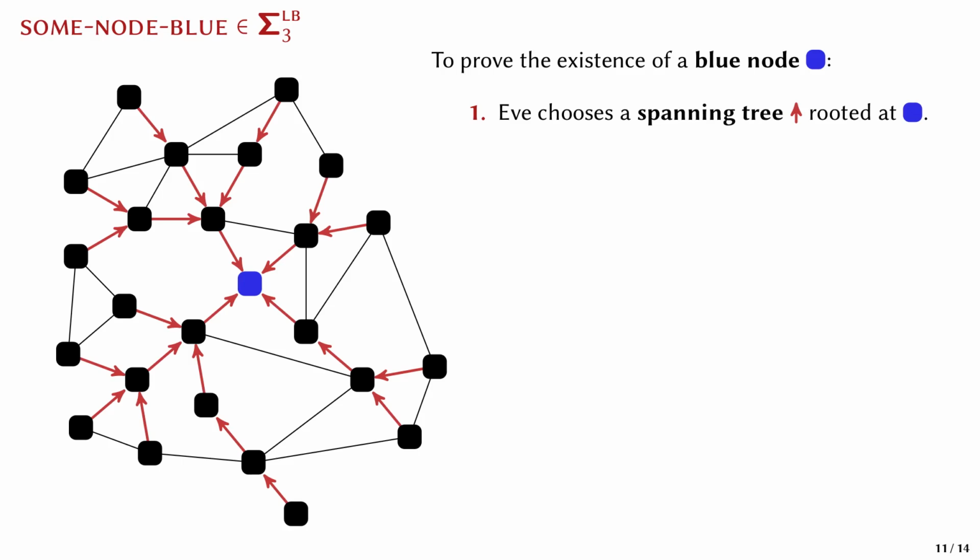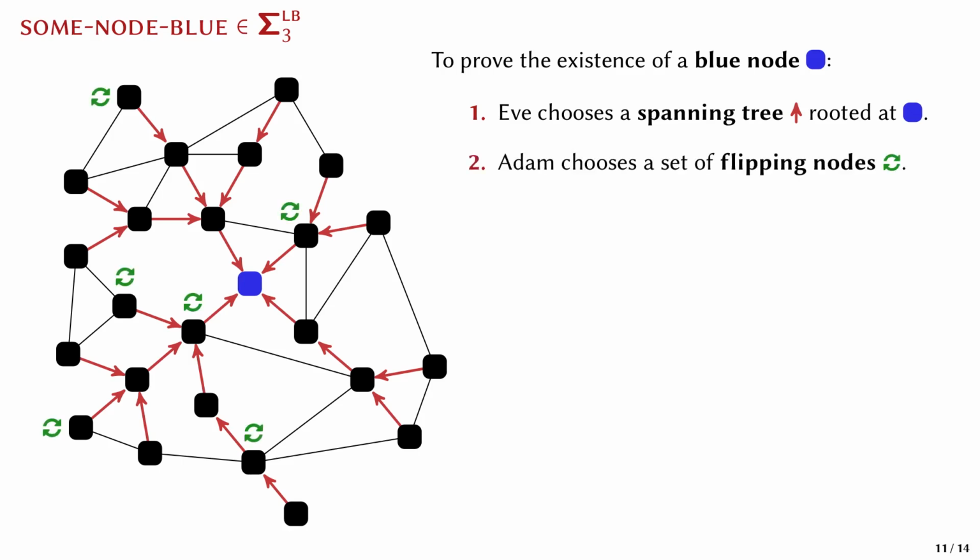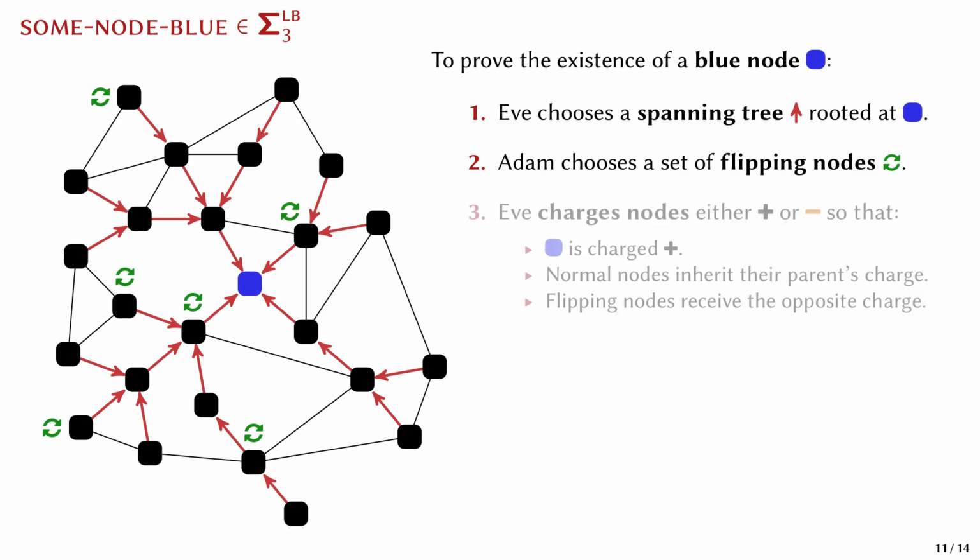Once Eve has chosen her spanning tree, we let Adam respond by choosing a subset of nodes. I will call these nodes the flipping nodes. And then Eve must respond by assigning a positive or a negative charge to each node while satisfying the following conditions. The root must be charged positively, and for the remaining nodes the charge must depend on their parent's charge. Normal nodes have the same charge as their parent, but flipping nodes have the opposite charge. Now, this may seem a bit arbitrary. How does that solve our problem?